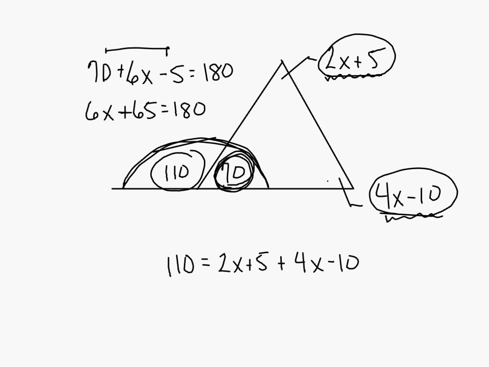The numbers you get today are probably going to work out to be whole numbers. Once you solve for x, you can plug it back in where the x is and find that angle measure right there, couldn't you? And then you can plug it in for this x and find this angle measure. Okay?